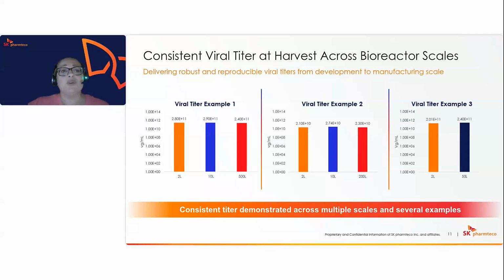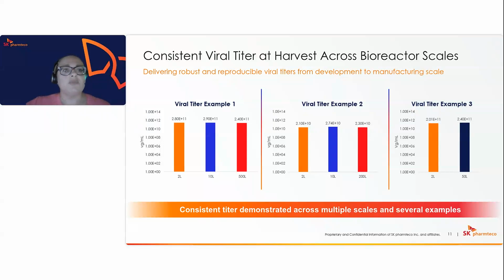So when those parameters aren't properly controlled during scale transition, you often see variability in vector yield and overall process performance. So what this data demonstrates is a well-characterized and scalable process that minimizes the need for redevelopment or extensive optimization at larger scales. That then can transfer into faster tech transfer, lower manufacturing risks, improved batch-to-batch consistency, and greater confidence when moving from those early development phases to clinical and commercial supply.